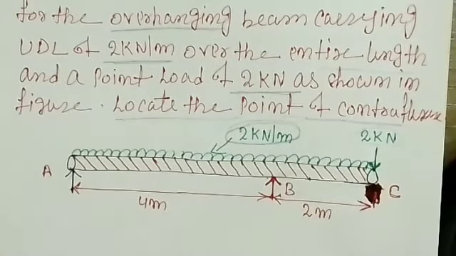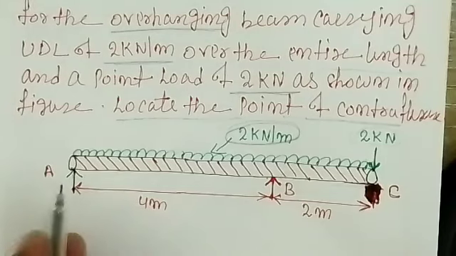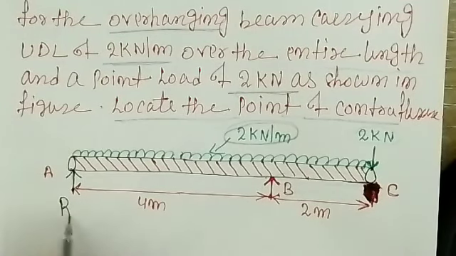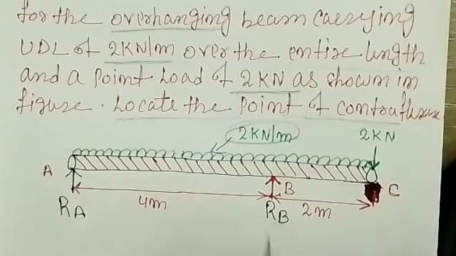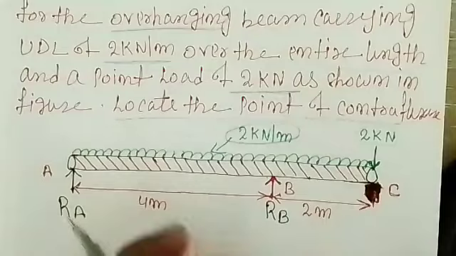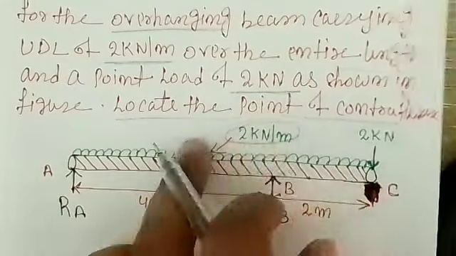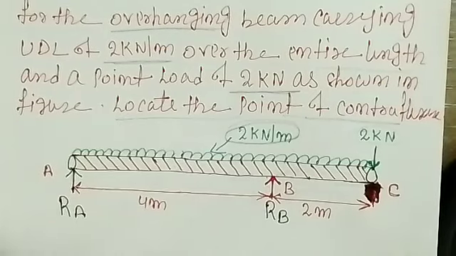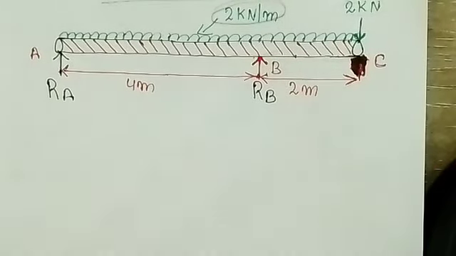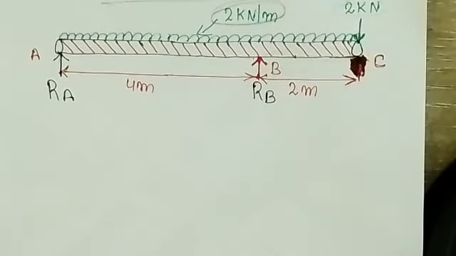Let's say that at A the reaction we call RA, and at B the reaction we call RB. These two reactions are acting vertically upward, and they will be balanced by the vertically downward loads, that is the UDL as well as the point load, right? And then you can find out the moment. So let's do that. See here, I'm leaving this space, because here only I'll draw the SF and BM diagram after calculation.